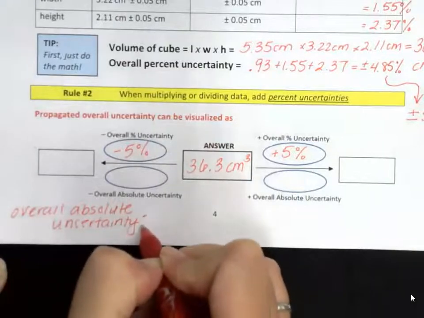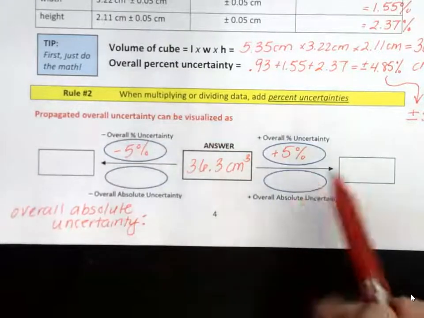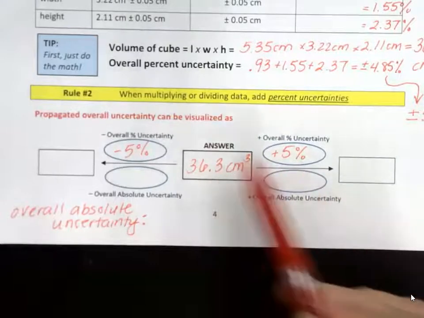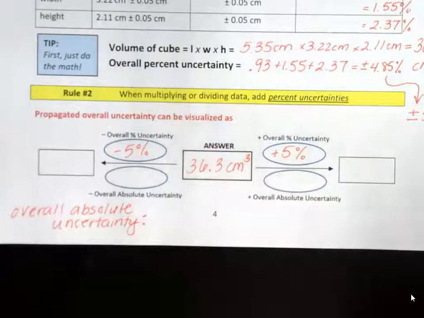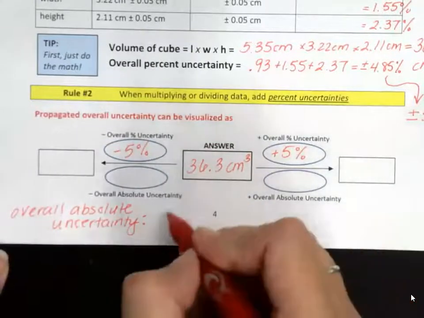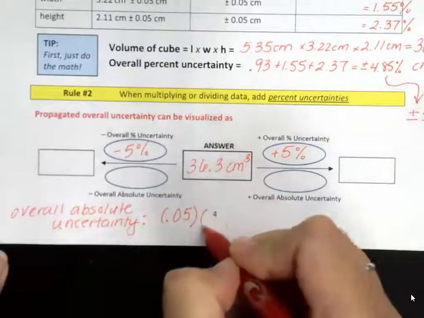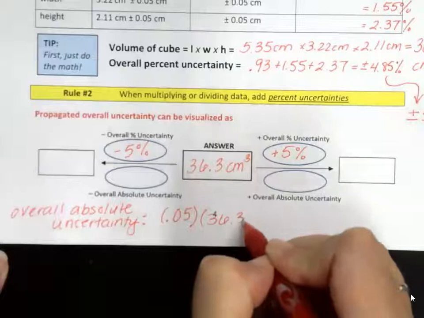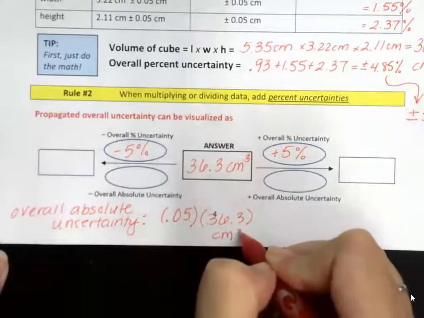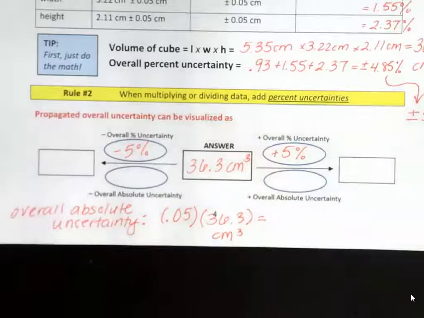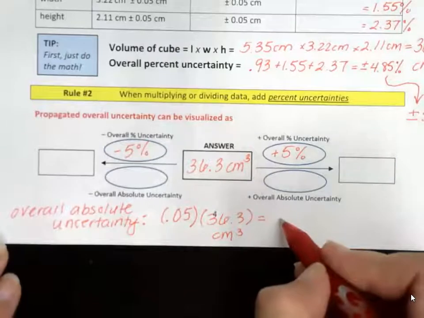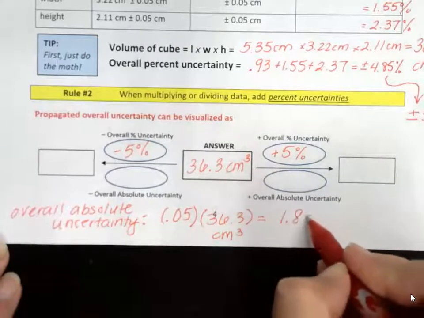The easiest way to calculate this is to say to yourself, what is 5% of 36.3? Mathematically, that tells me I take 5% in decimal form and multiply it by my value, 36.3 cubic centimeters. When you say 5% of, it means you take the decimal form of the percentage and multiply it by the number, 36.3. And in this case, I get 1.8 cubic centimeters.